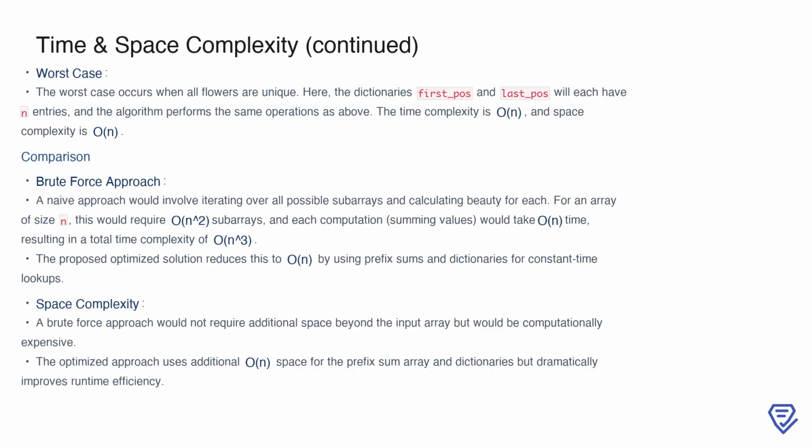Comparing this optimized approach to a brute force method highlights the efficiency gains. A naive approach would iterate over all possible subarrays, calculate their beauty, and sum their values. For an array of size n, this would require O(n^2) subarrays, and each computation would take O(n) time, resulting in a total time complexity of O(n^3). In contrast, our optimized solution achieves O(n) time by utilizing prefix sums and constant time dictionary lookups. While the brute force approach uses minimal extra space, the optimized solution's O(n) space usage is a worthwhile trade-off for significantly better runtime performance.